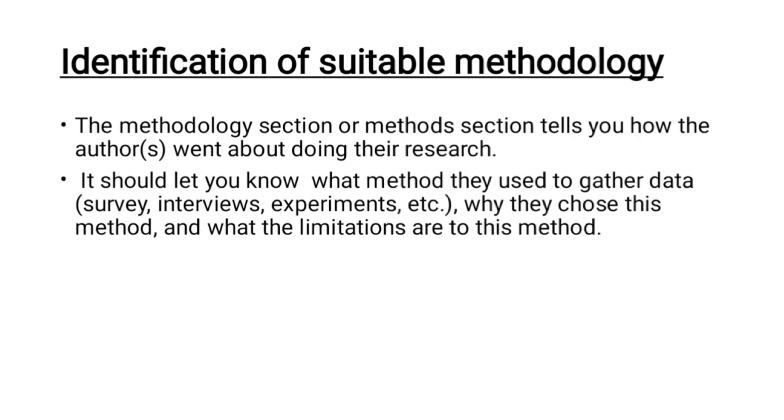Identification of suitable methodology. The methodology section or method section tells you how the author went about doing the research. It should let you know what method they used to gather data, that is surveys, interviews, experiments, etc. Why they chose this method and what the limitations are to this method.